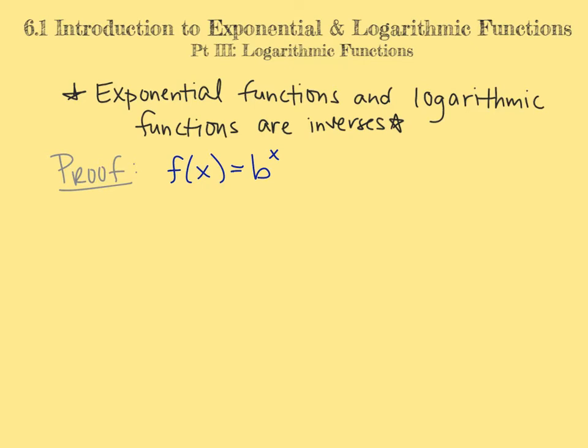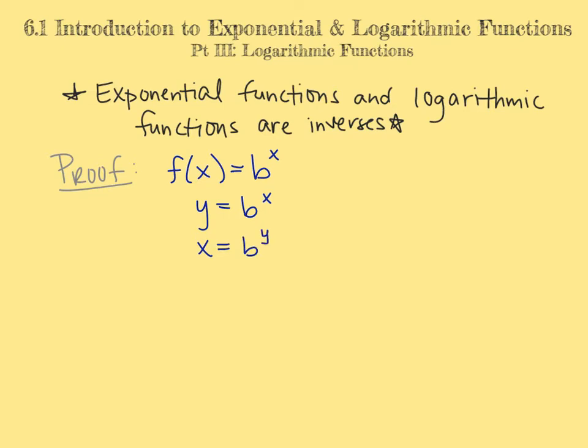All right, so in order to find the inverse, what we do is we swap x and y. So I'm not going to swap x and y yet. I'm just going to replace f of x with what it equals, which is y. Then I'm going to swap x and y to find its inverse. So we'll have x equals b to the y. Now we want to solve for y.